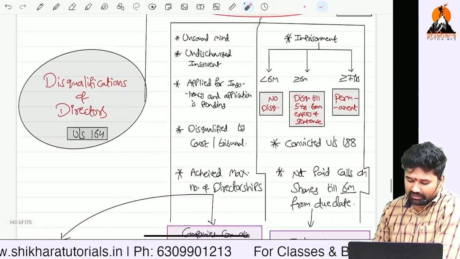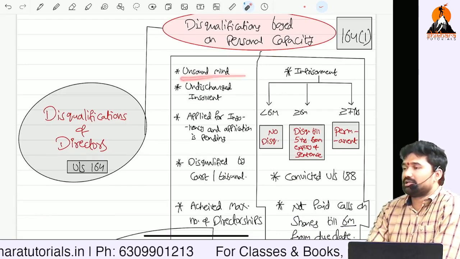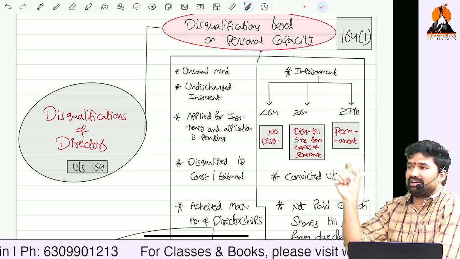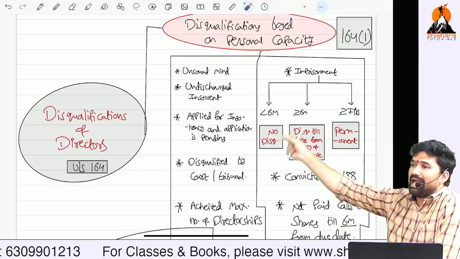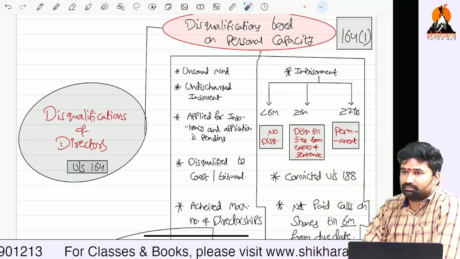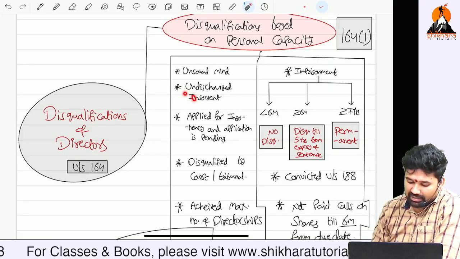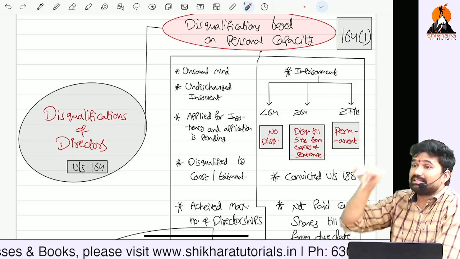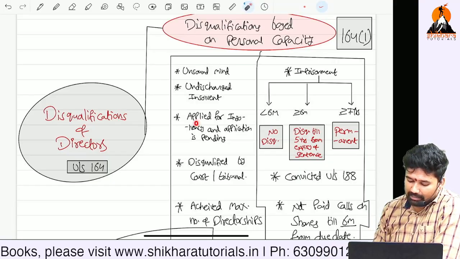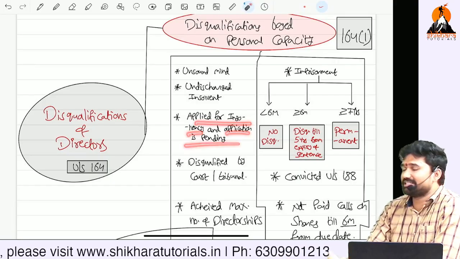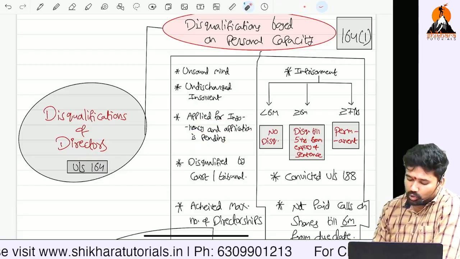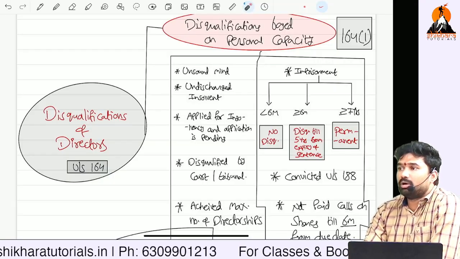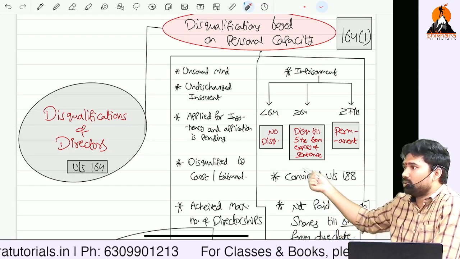So 164.1, first one, unsound mind. In order to appoint a person in the place of a director, he should not be an unsound minded person. Okay, next one, undischarged insolvent. What is the second point? Undischarged insolvent. And the third point is applied for insolvency and application is pending before the court or tribunal. 2 and 3 points are interlinked. I think you are all having proper knowledge regarding 2 and 3 points.